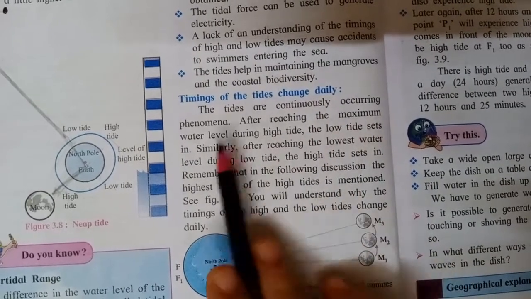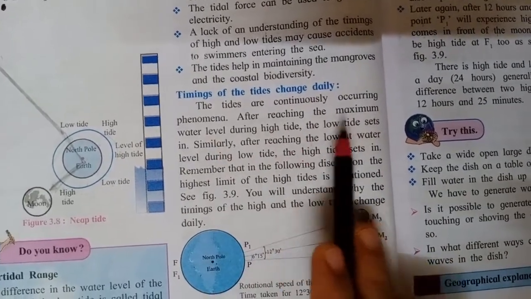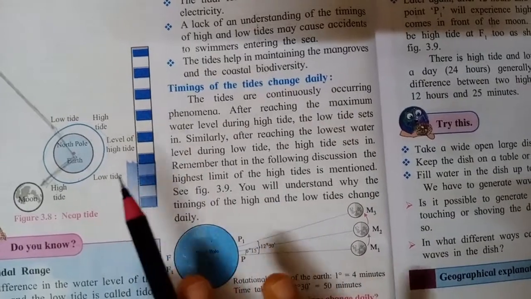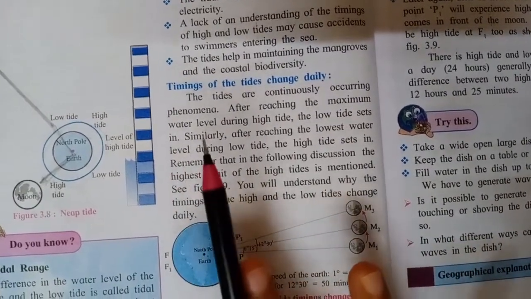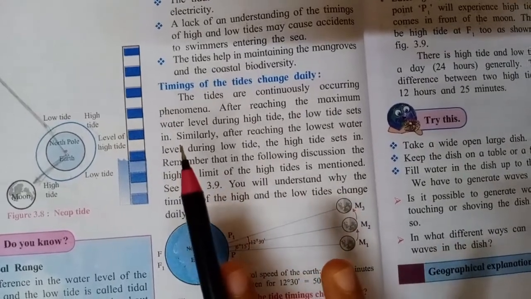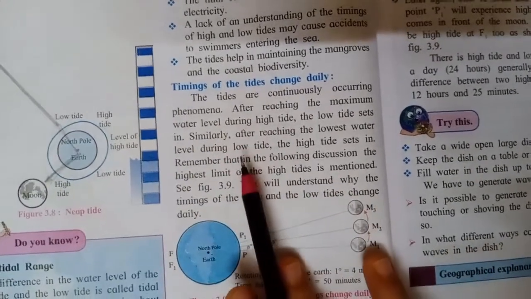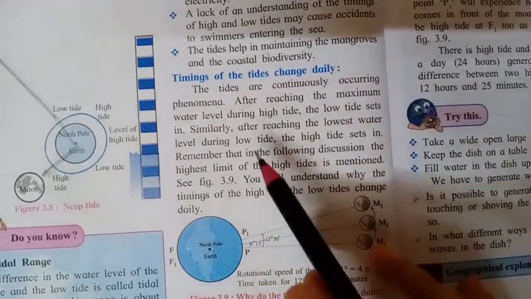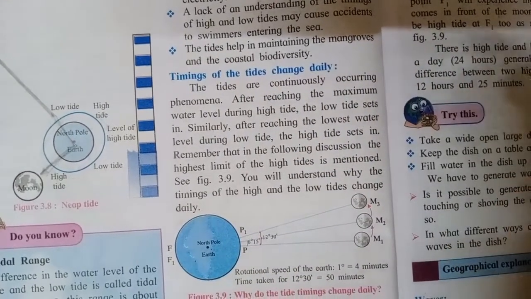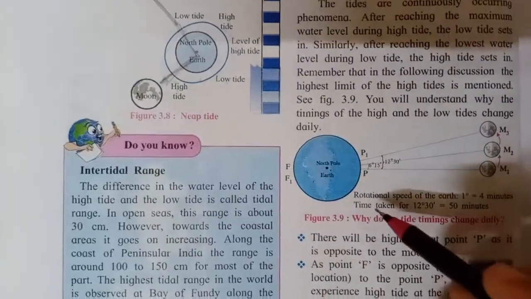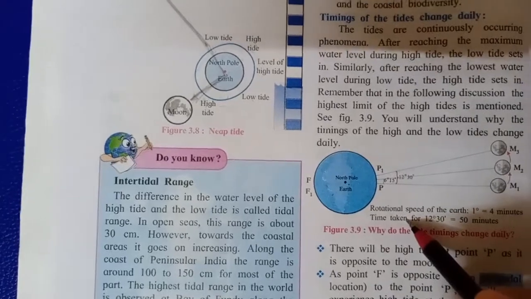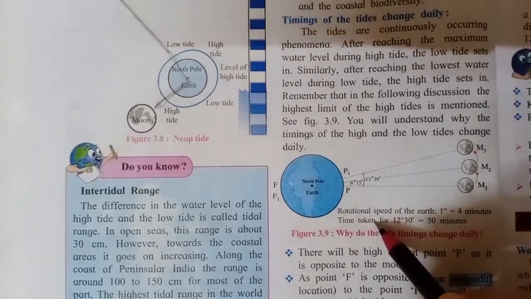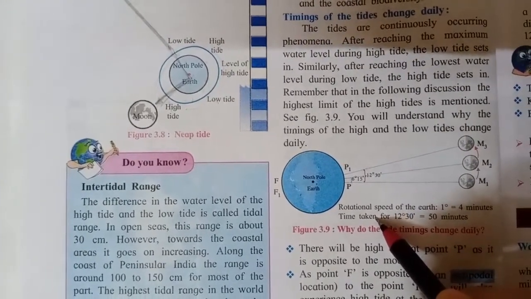After reaching the maximum water level during high tide, the low tide sets in. So after the water reaches its maximum level, after some time a low tide starts, and in a similar manner, after 12 hours of low tide, there is again a high tide. So here they have given a figure which explains how the high tide occurs and what is the cause of the high tide and the low tide.